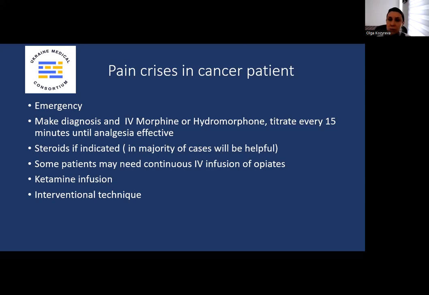So we do use ketamine infusion. Ketamine is a medication approved for 50 years, used for analgesia in the pre-op setting. We use ketamine infusion inpatient, and also as outpatient. And I mentioned interventional techniques. If someone is in pain crisis, frequently we ask interventional radiology to help if the pain is related to a specific area of the body.